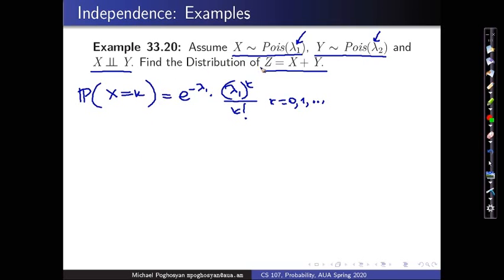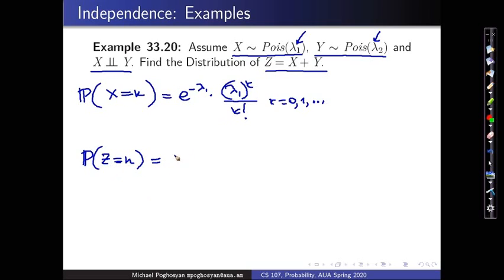Now I want to find the distribution of z, which is the sum. So I'm writing the probability that z is equal to some n. What can be the values of z? If x is 0 and y is 0, this will be 0. Negative numbers I will not get. If x is 1, y is 0, I will have 1. If 0, 1, I will have 1. If 1, 1, I will have 2. So z will take all non-negative integer values. And I want to calculate the probability that z is equal to n.